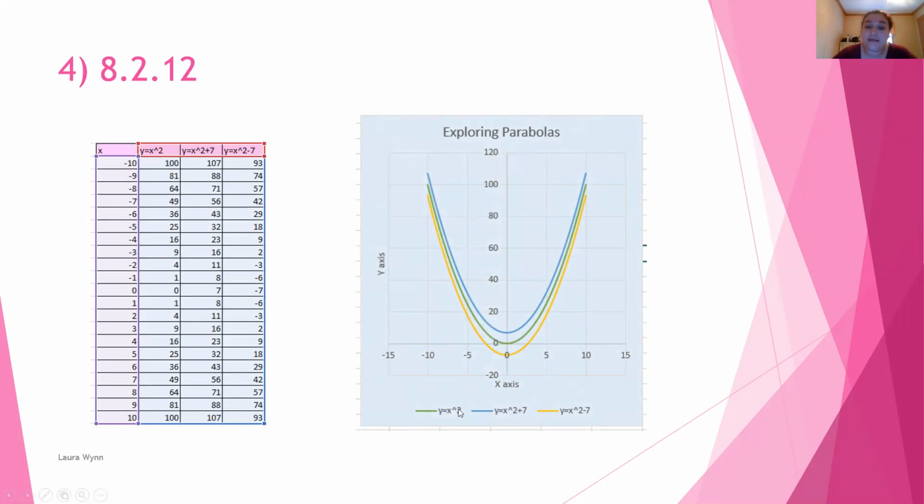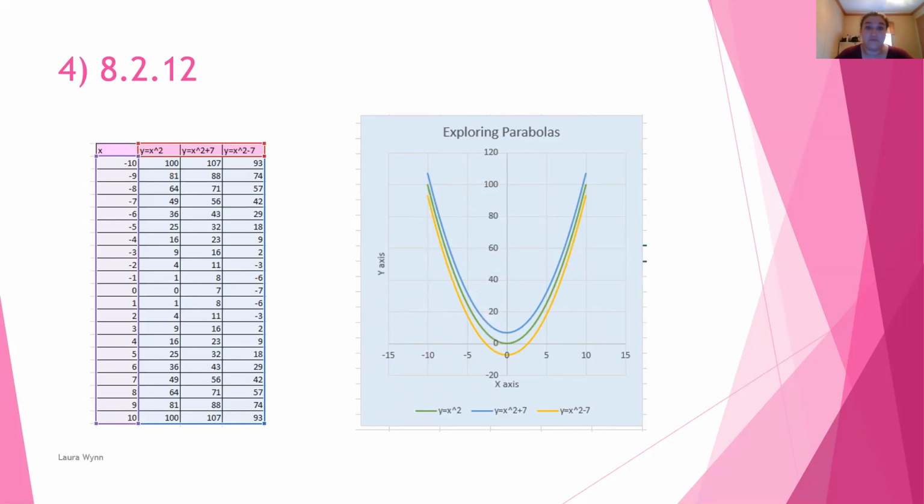Now the green line is our function y equals x squared. Our blue one right here is y equals x squared plus 7, and then the yellow is y equals x squared minus 7. If you look at our parabolas, do you see any differences or similarities? To me, they all look very similar, like the same kind of curve, just shifted upwards. We start with our yellow, then the green goes up higher and blue goes up higher. So they're very similar, just a different shift upwards.